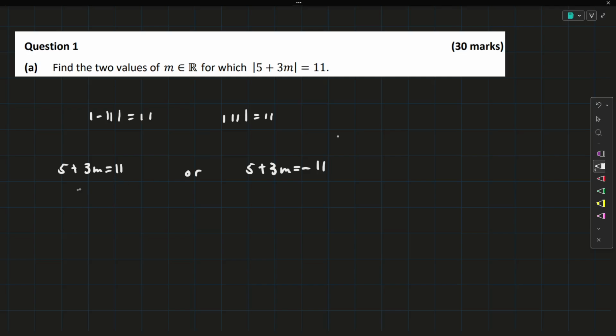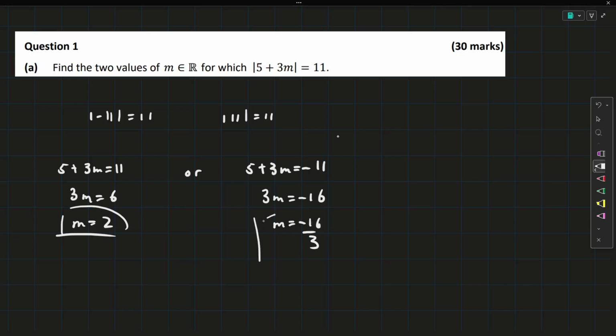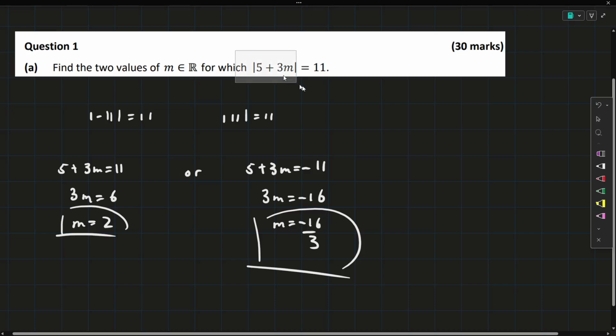So then we can just solve. So then we get 3m equals 6 on this side, which means m is equal to 2. And for the other one, we would get 3m is equal to minus 16, which means that m is equal to minus 16 over 3. And there are two answers, which you can check by subbing back in.